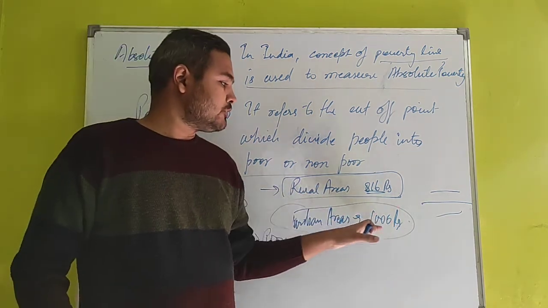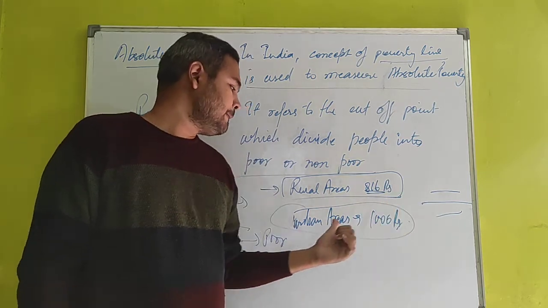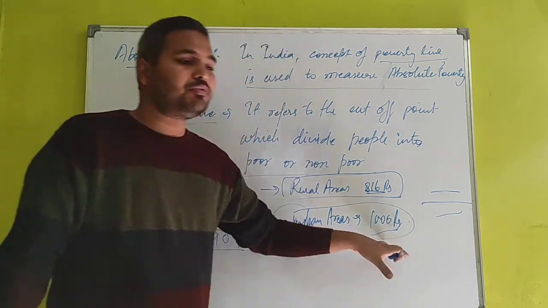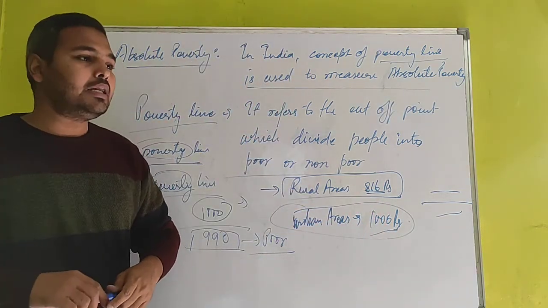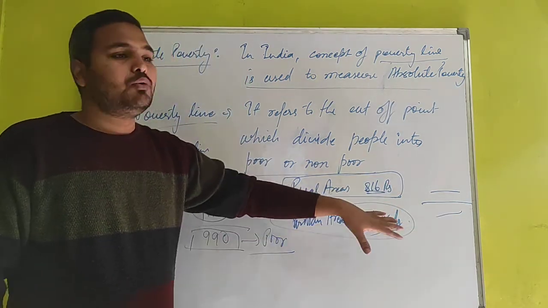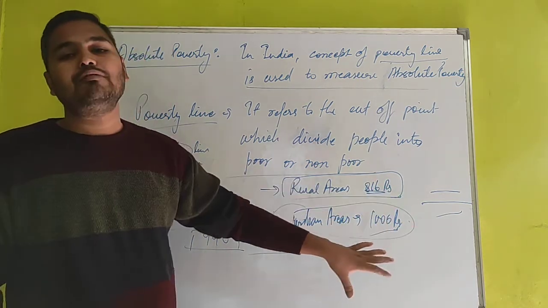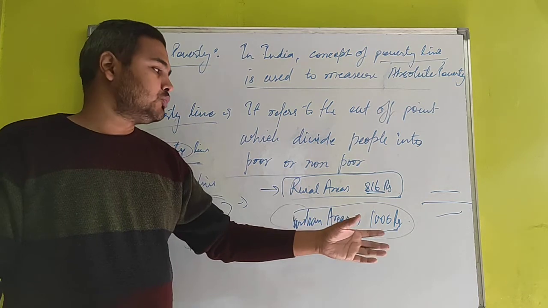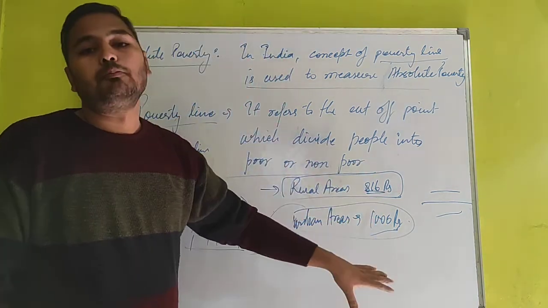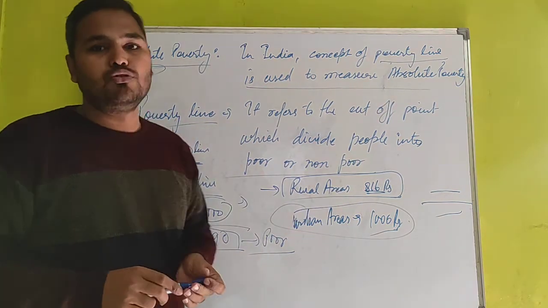These are the cutoff points for the different regions: in rural areas it is 816 rupees, and in urban areas it is 1000 rupees. So if people are able to spend the given amount, whichever the area is, or more than that, then they will be considered non-poor. And if they are not able to spend that much, they will be called poor, and they will fall in the line of absolute poverty.